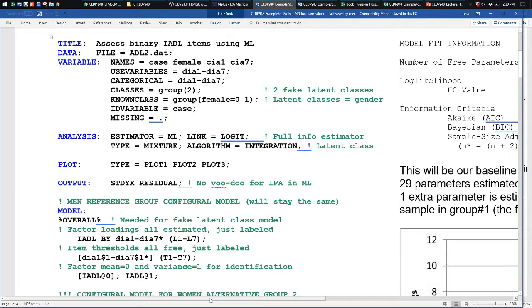Yes, sir. Depends on the software. It could be either. So you have to look in the documentation. It's either an intercept, a threshold, or a difficulty. One of the three. Other questions?